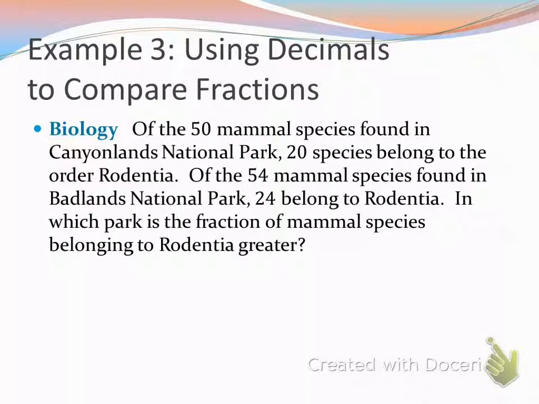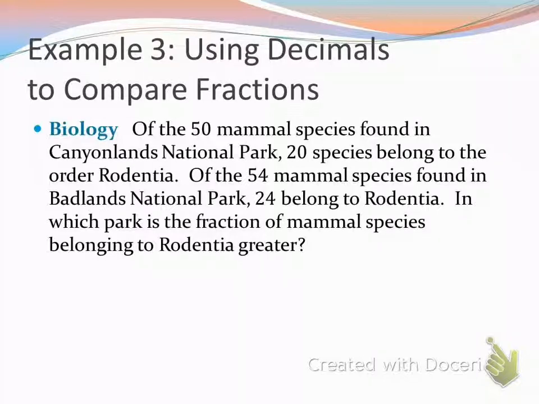Let's skip over now to example 3. Using decimals to compare fractions. Now, this is a practical method of comparison when my denominators make it not easy to find an LCD, because last chapter we already learned how to compare fractions using an LCD. So let's read this example. Of the 50 mammal species found in Canyonlands National Park, 20 species belong to the order Rodentia. Of the 54 mammal species found in Badlands National Park, 24 belong to Rodentia. In which park is the fraction of mammal species belonging to Rodentia greater?